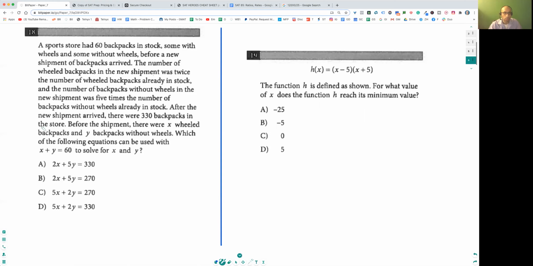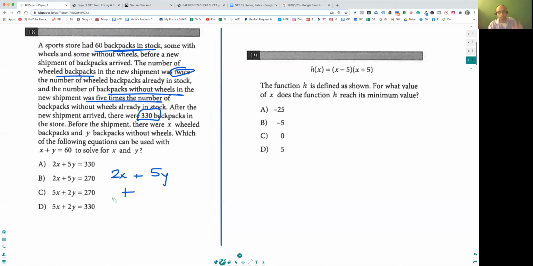Yes, well done. So this is getting hotter now, right? This has 60 backpacks in stock. The number of wheeled backpacks in the new shipment was twice the number of wheeled backpacks already, so remember that it's twice the number. You're gonna have 2x, and the number of backpacks without wheels was 5 times, so you got 5y here. After the new shipment arrived, there are 330 backpacks in the store, so you're gonna have this guy plus this guy plus the original 60 backpacks.